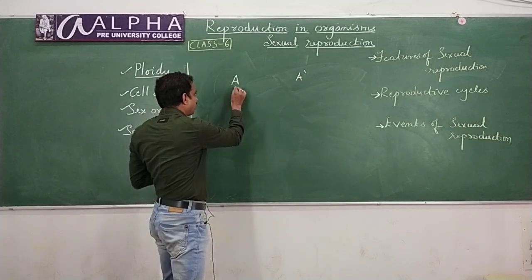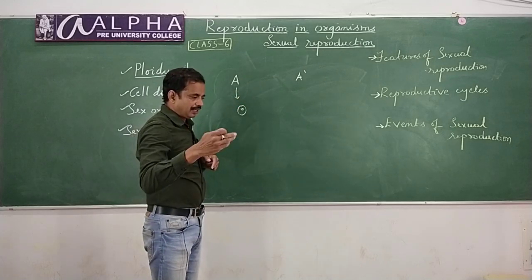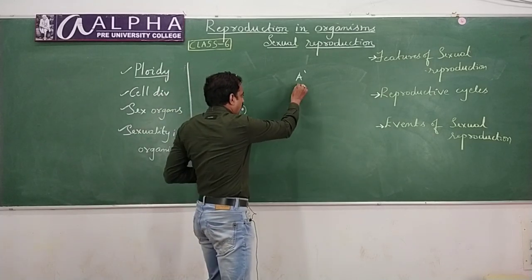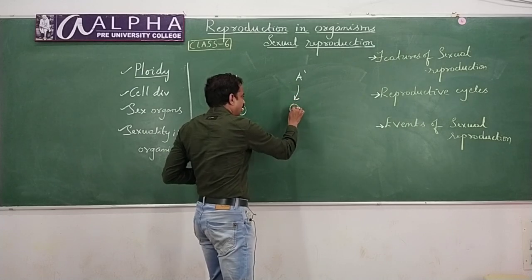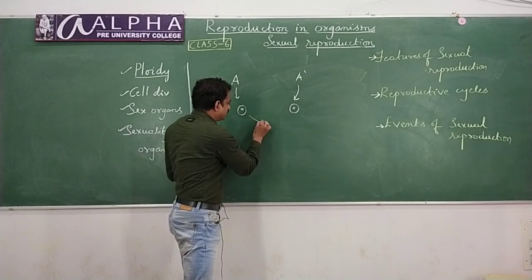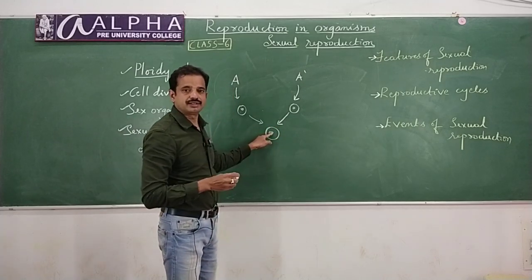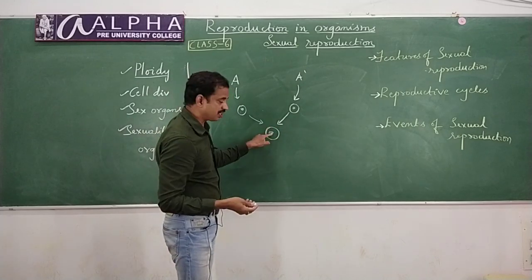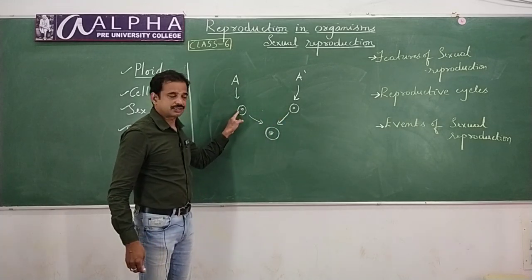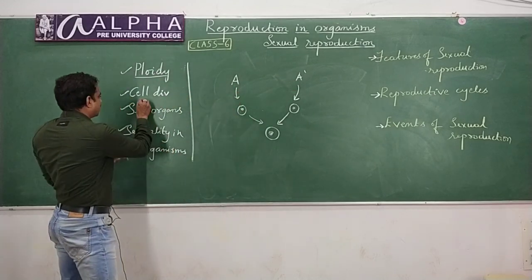What happens? This A contributes a cell from its body. Contributes a cell. Let me put it like this. A contributes a cell. And A dash contributes a cell at the time of sexual reproduction. And both these cells will fuse with each other to form a fused cell, which is the first cell of the next generation. And these two cells contributed by these two individuals of the same species, we call them gametes. I write it here.